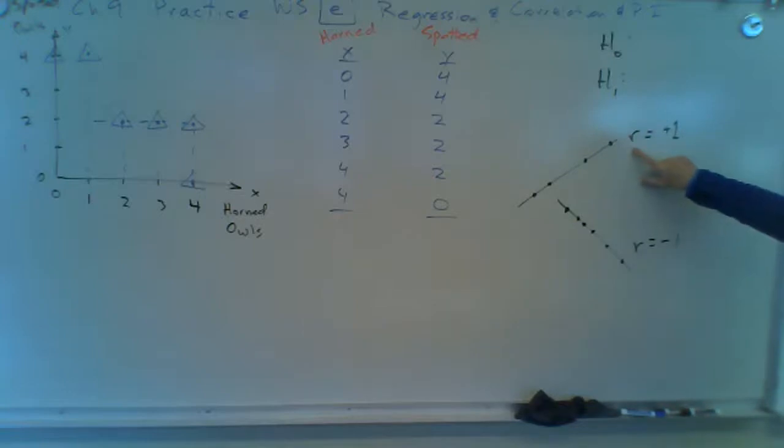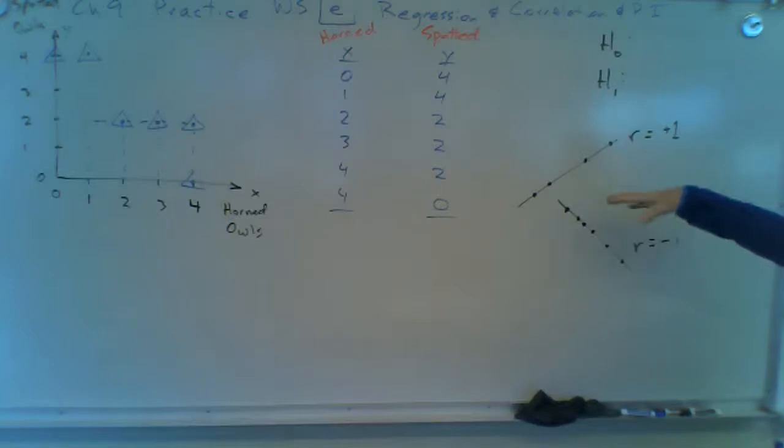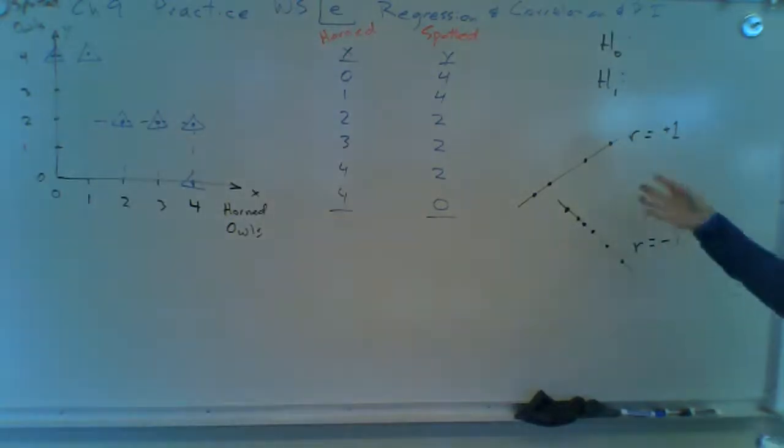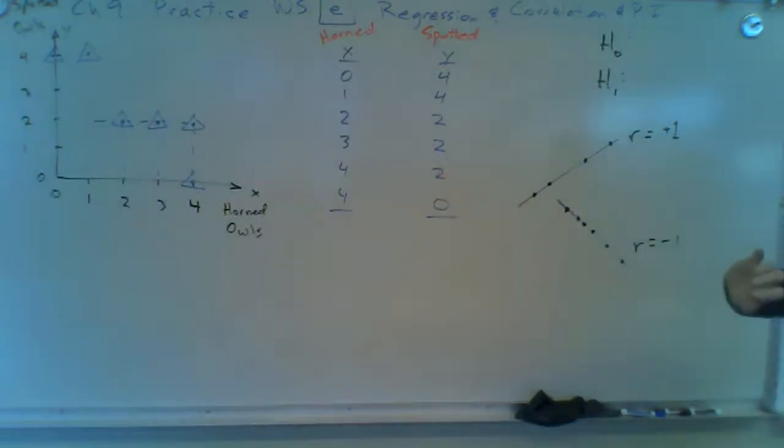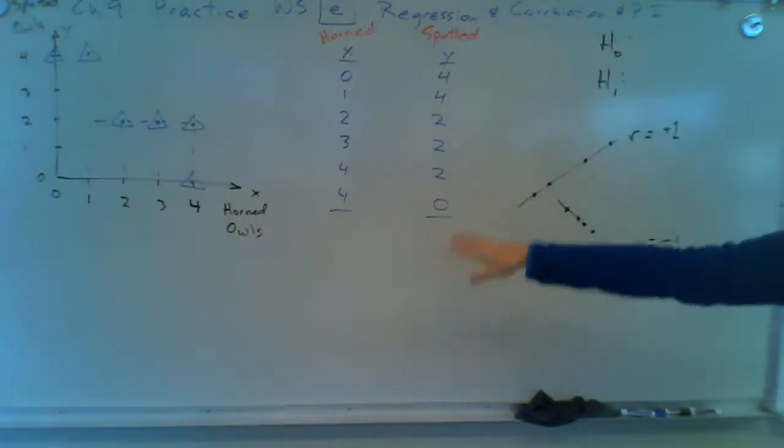R, of course, means it's a sample. And if I put a rho in there, that would be the population, right? So nobody knows what rho is. Only God knows what rho is. But R, we can actually take a sample and figure out. So we're going to find an R for this data. We're going to come up with a correlation coefficient for this data here.